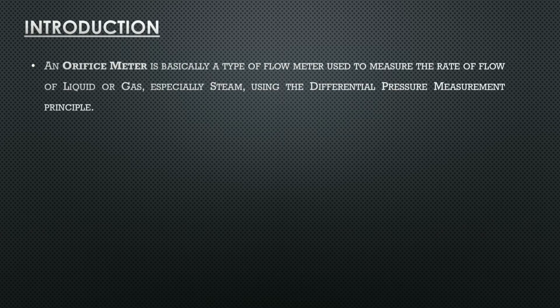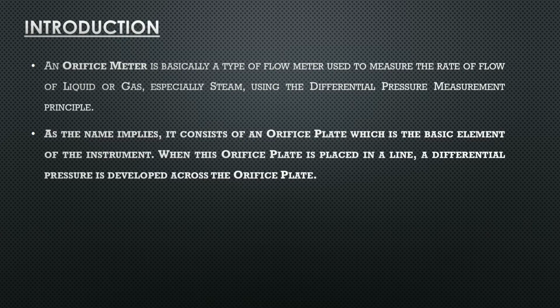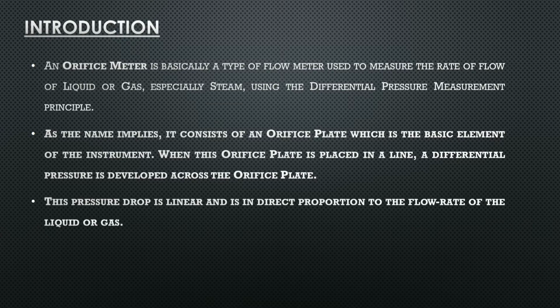An orifice meter is basically a type of flow meter used to measure the rate of flow of liquid or gas, especially steam, using the differential pressure measurement principle. As the name implies, it consists of an orifice plate, which is the basic element of the instrument. When this orifice plate is placed in a line, a differential pressure is developed across the orifice plate. This pressure drop is linear and is in direct proportion to the flow rate of the liquid or gas.